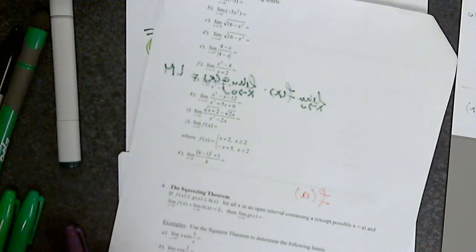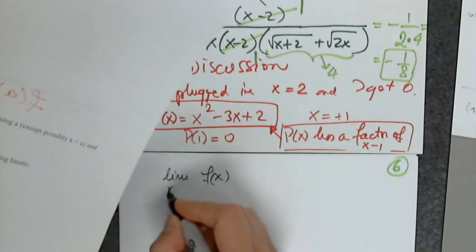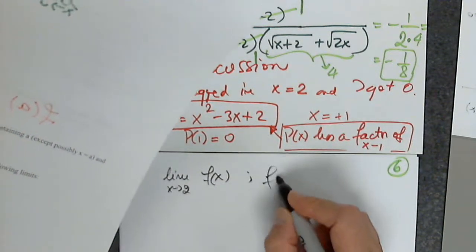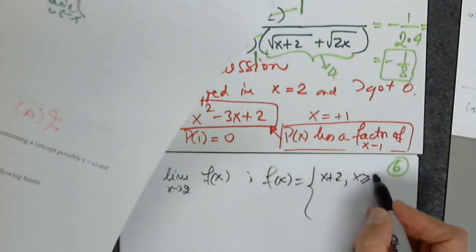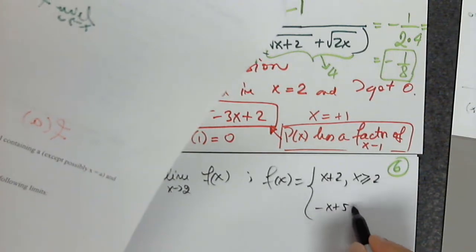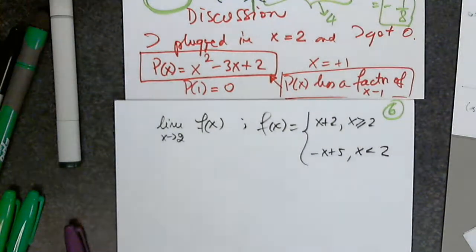Okay. Very good. So we're given the limit of f of x as x approaches 2, and f of x is given to us: x plus 2 for x greater than or equal to 2, negative x plus 5 for x less than 2. Perfect. Perfect example. Good. So then, any suggestions?